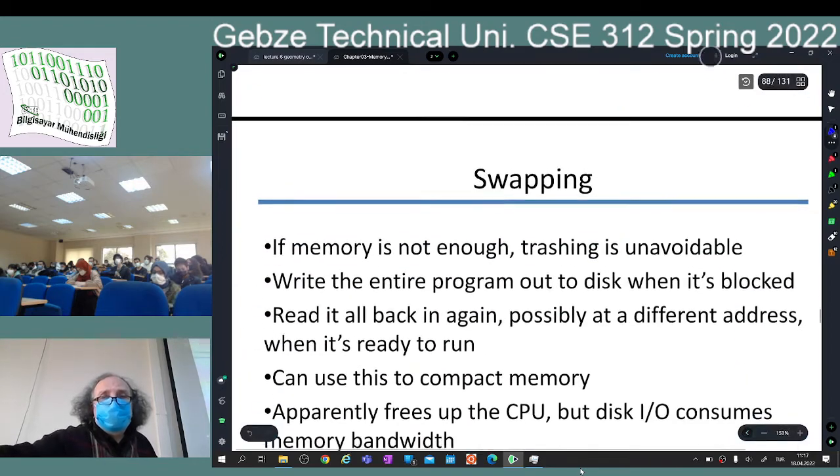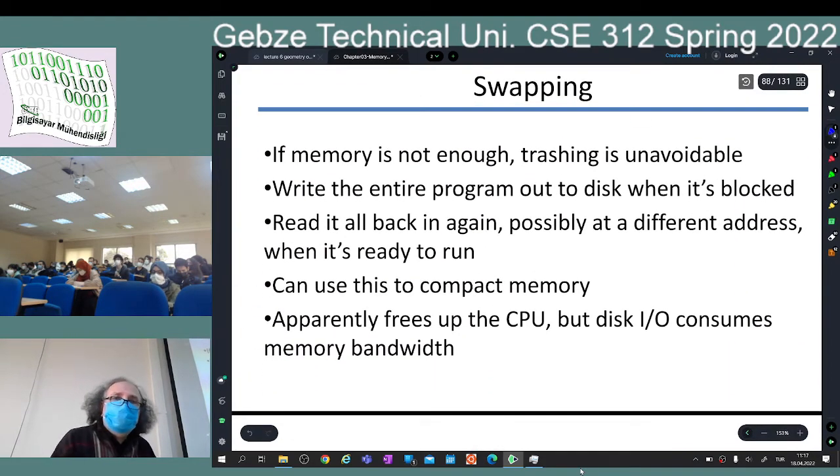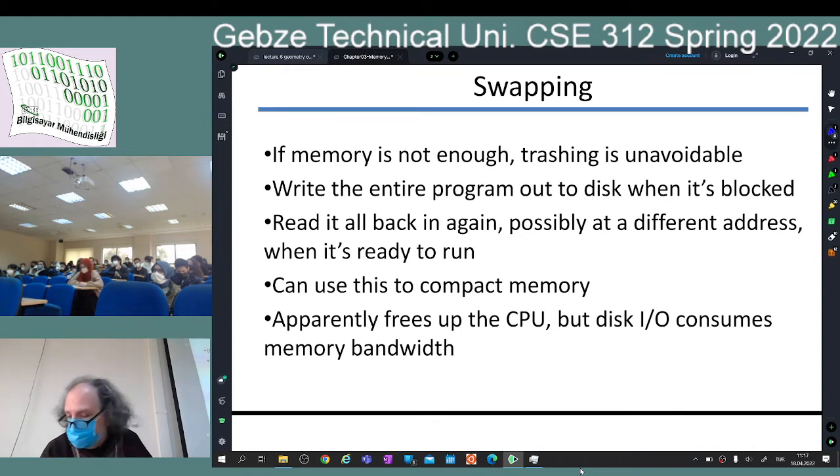Okay, let me move on if there are no questions. We did not talk much about swapping. Okay, well, at the beginning we talked about it. We talked about swapping the whole programs between the memory and the secondary storage. Okay, we talked about those, but we didn't come back to this idea after that.